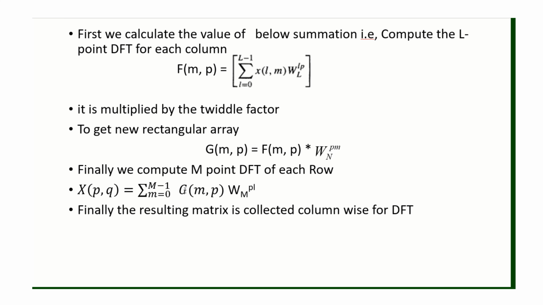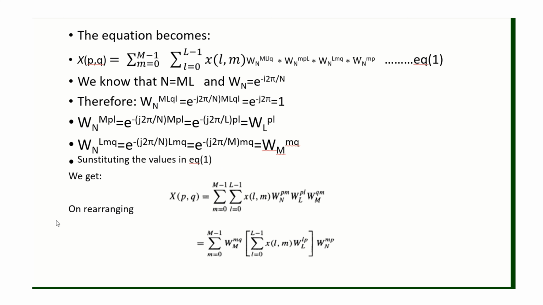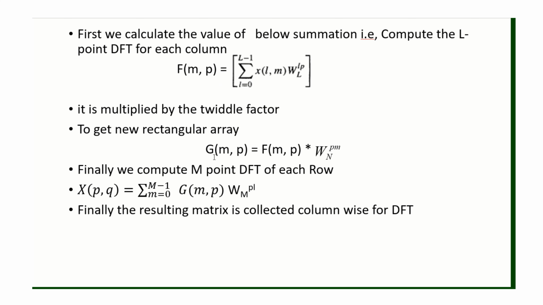So this whole thing is now represented here. We remove this thing, and in place of this thing we are going to write g of m comma p. The resulting equation is this: X of p comma q is summation over m equal to 0 to capital M minus 1 g of m comma p into omega M power pl.